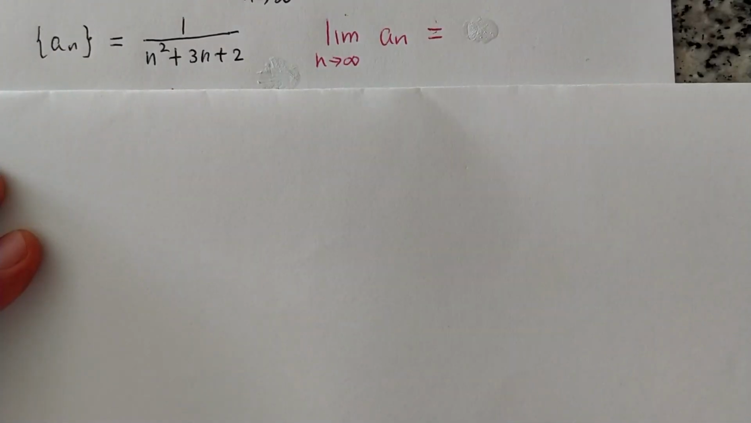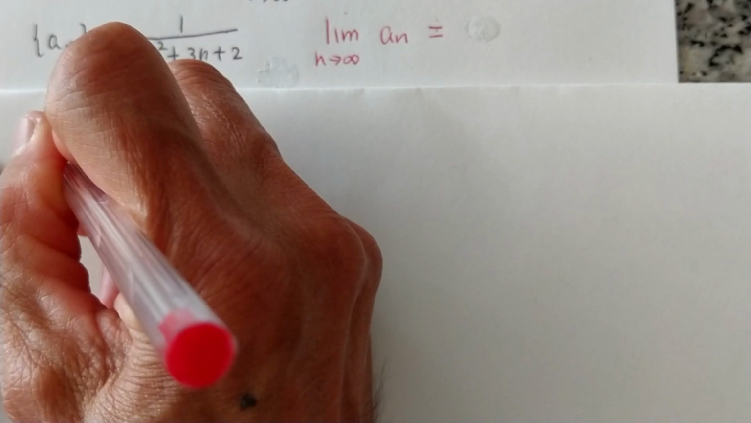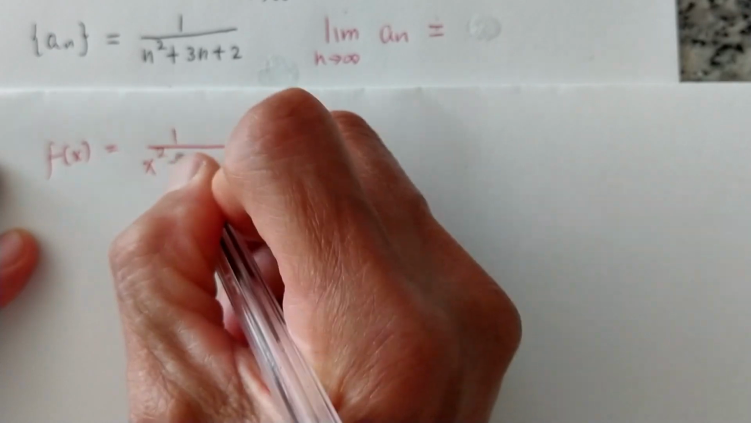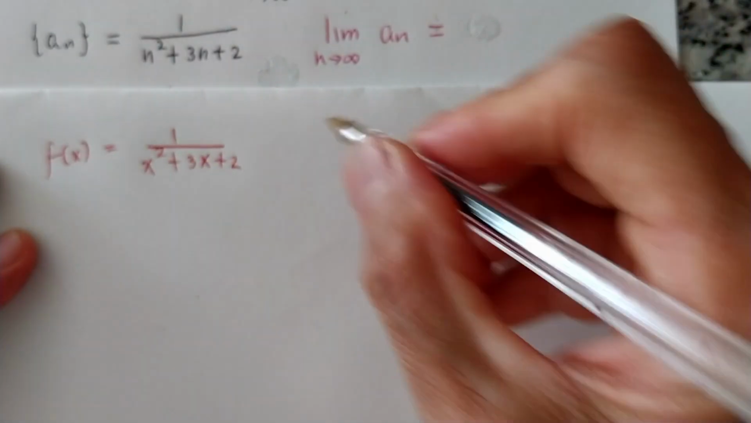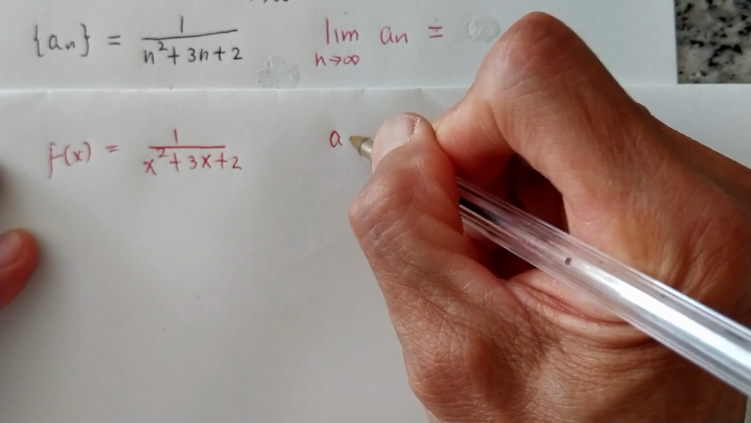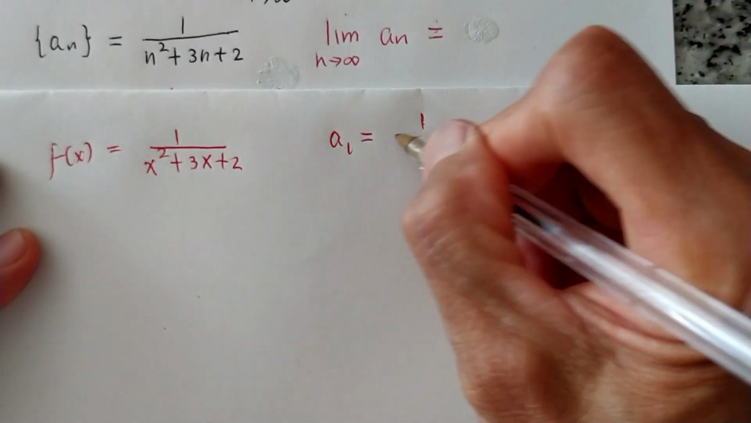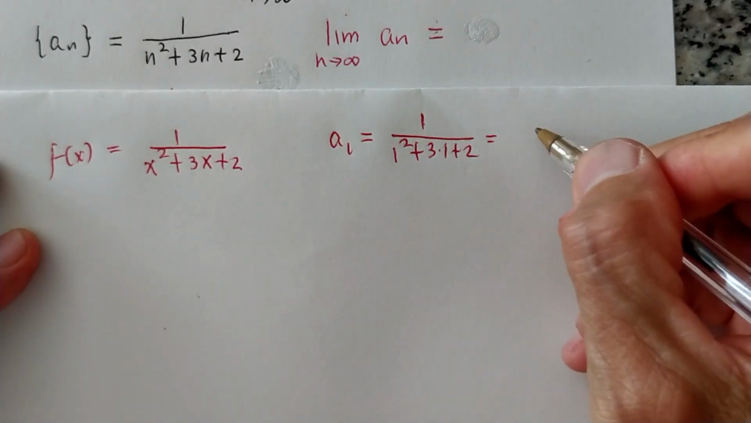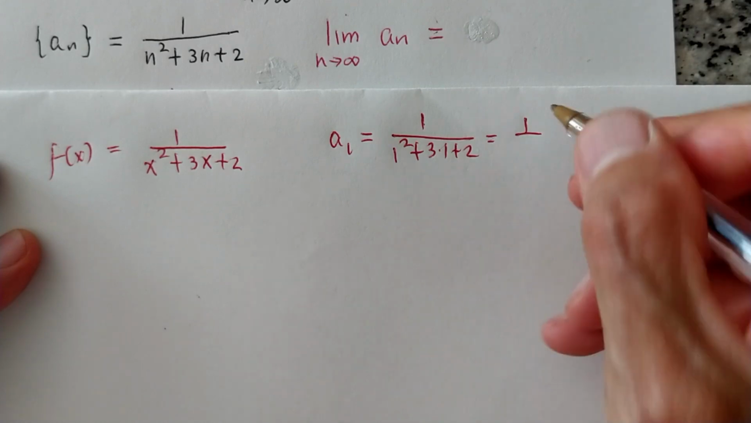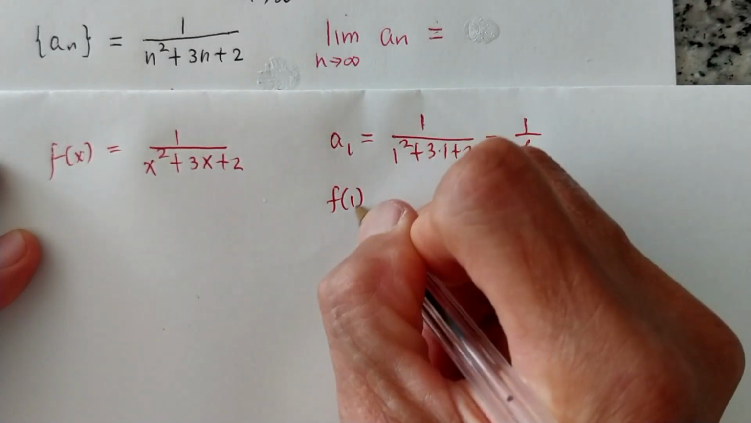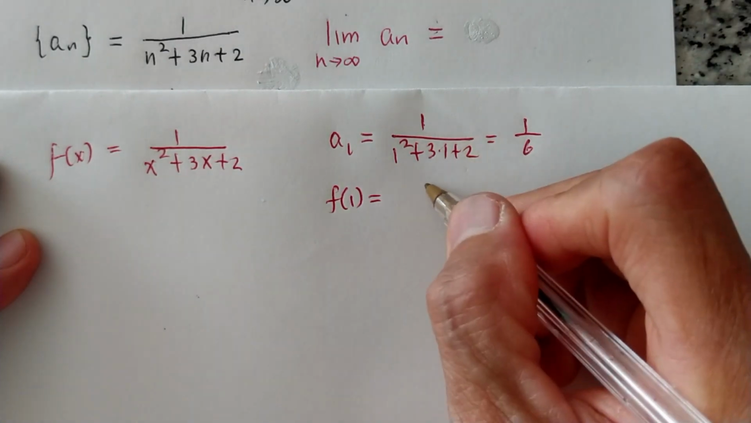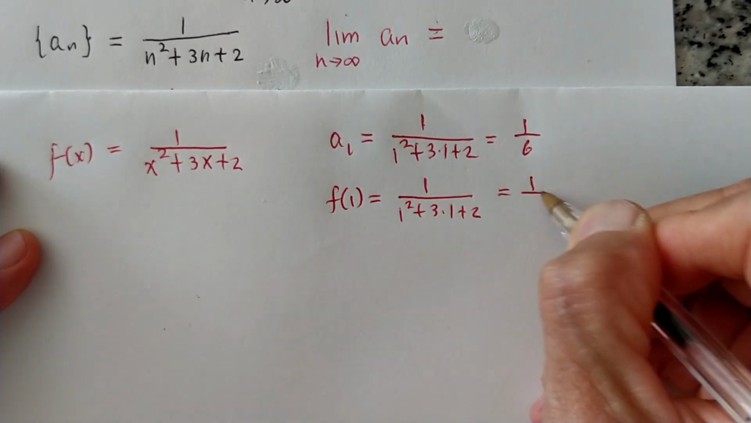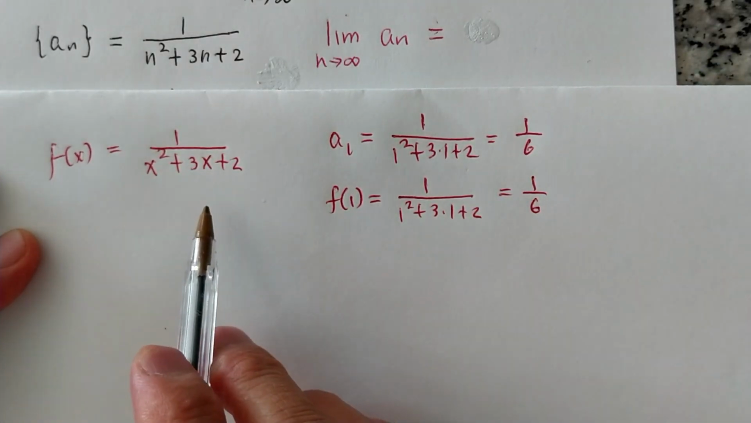Okay, so for our function, let us consider f of x is equal to 1 over x squared plus 3x plus 2. If we evaluate a sub n at 1, then we're going to get 1 over 1 squared plus 3 times 1 plus 2, and that should give us 1 over 1 plus 3 is 4 plus 2 is 6. At the same time, if we evaluate f of x at 1, we should get 1 over 1 squared plus 3 times 1 plus 2, which should also be equal to 1/6. So this looks like a possible function.